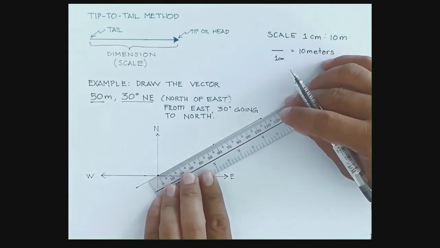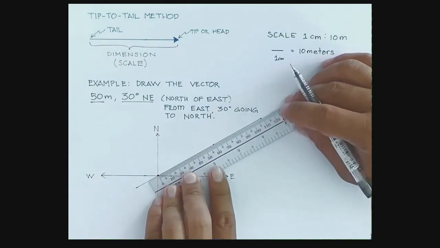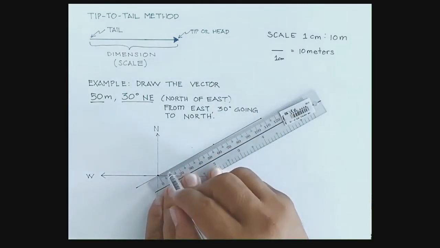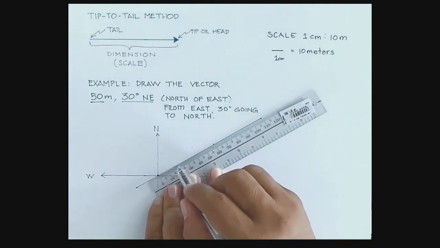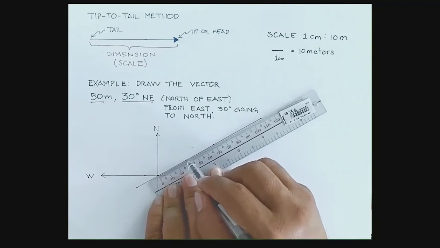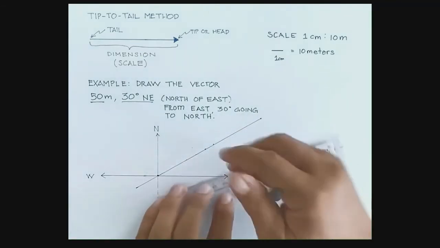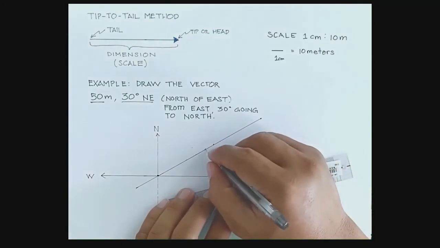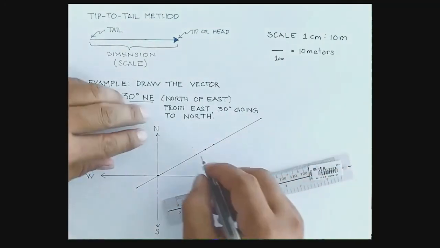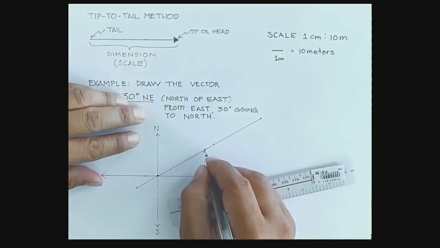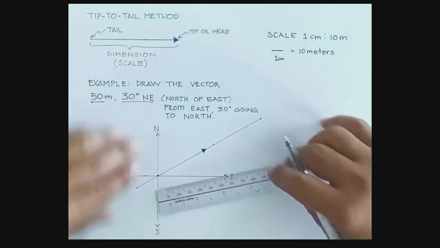Now we will measure. That's 10, 20, 30, 40, and 50. Okay, let's mark that one. That will be our arrowhead, or the tip of our vector. Okay, actually that's the tip of our vector.